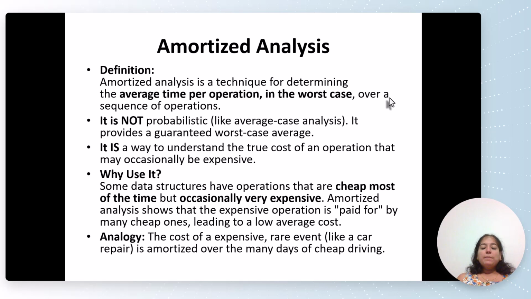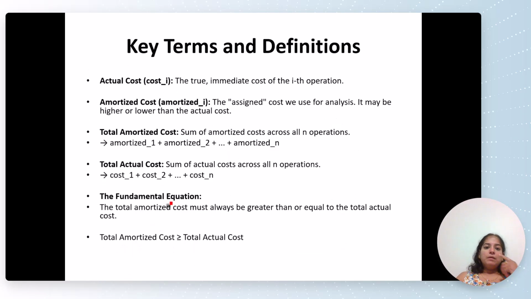For example, there are a number of data structures which are very cheap almost all the time, but a few operations are very expensive. So the amortized cost is the overall cost, including the many cheap operations and the one expensive operation. Just for example, the cost of an expensive rare event like a car repair is amortized over the many days of cheap driving.